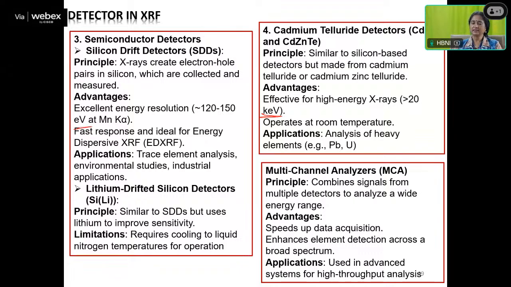The principle is that it combines signal from multiple detectors to analyze a wide energy range. Advantage: speeds up data acquisition, enhanced element detection across a broad spectrum. Application: it is used in advanced systems for high throughput analysis. So that is the multi-channel analyzer.